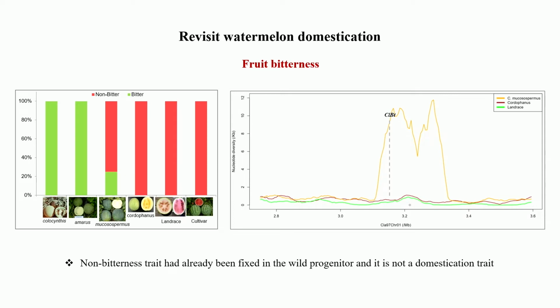And we checked the nucleotide diversity between different groups, like Mycosopomos, landrace, codofan melon, and cultivar. We found that in codofan melon, the nuclear genetic diversity is about the same as the cultivated watermelon. That provides another evidence that this region was not selected during domestication. It's already fixed.